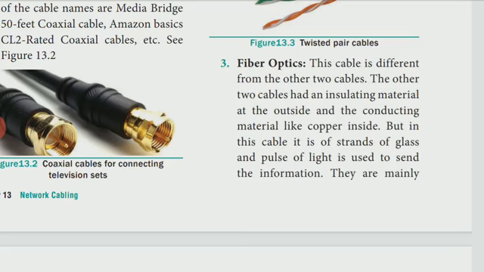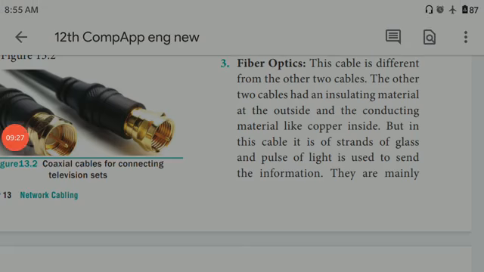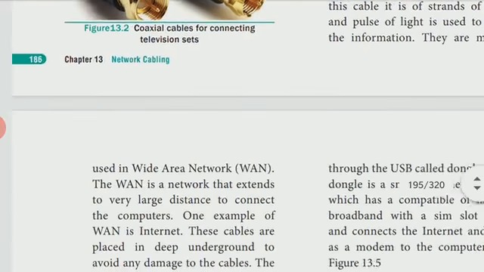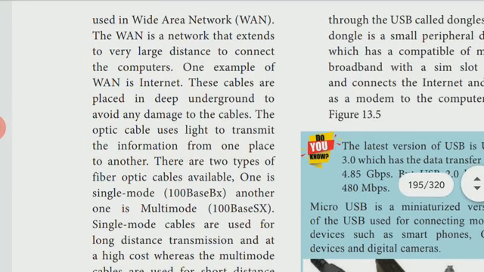In fiber optic cables, we use strands of glass, and light pulses are used to transfer the information. This type is used in wide area networks, because in wide area networks we need many cables to transfer the data, and mostly these types of cables are used underground.